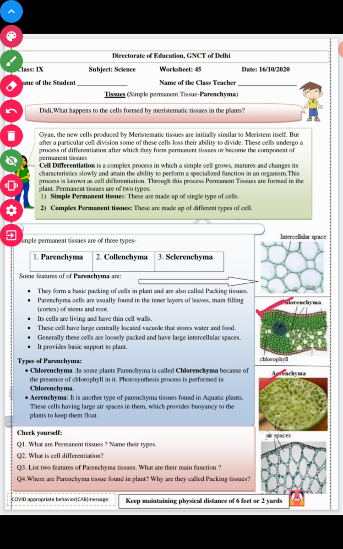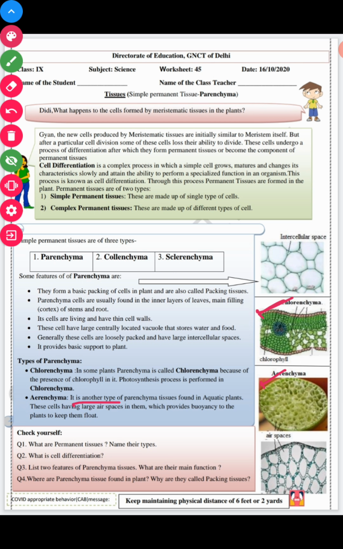And here we have aerenchyma. It is another type of parenchyma tissue found in aquatic plants because of the presence of air spaces in them. This tissue floats on the surface of the water. That is why they are called aerenchyma.